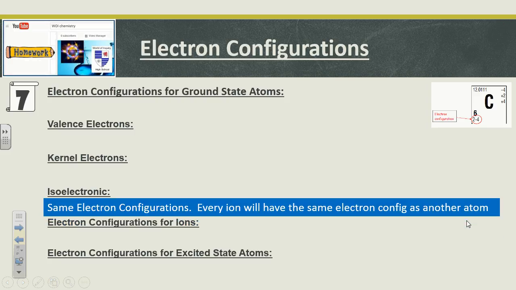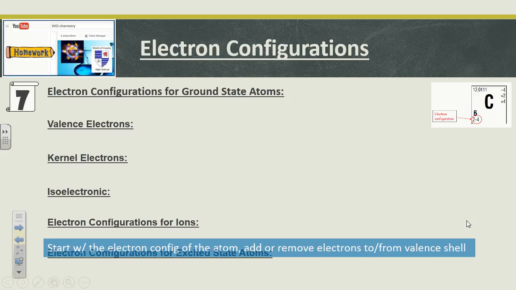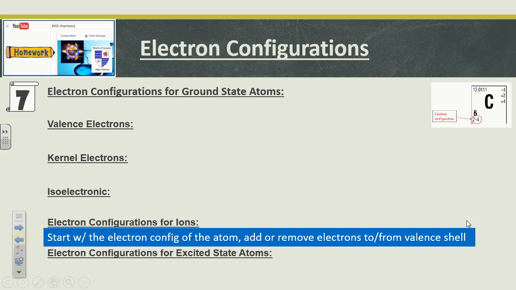Isoelectronic is not one of the I words that I really care about as far as our 3 big I words, but it's our 4th I word. It's probably our least important one. What it means is same electron configuration. So every ion will have the same electron configuration as some other base atom. If I take an atom and turn it into an ion, my electron configuration changes. So guess what? That electron configuration is somewhere else as a base atom on the periodic table. That's what isoelectronic means.